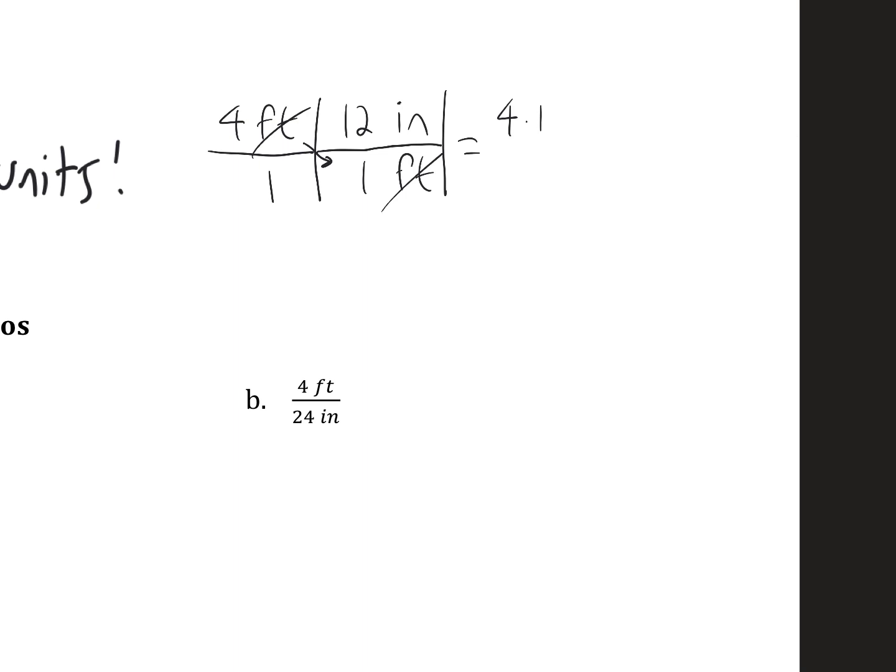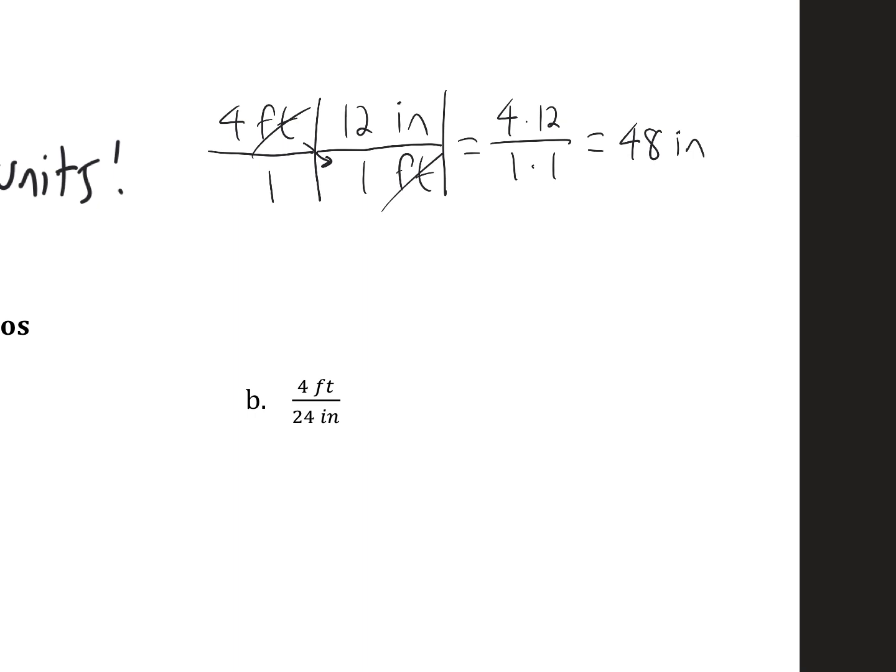So straight across the top is 4 times 12. Bottom is 1 times 1. What's 4 times 12? That is 48, and 1 times 1 is just 1, so we get 48 inches. So you can see that 4 feet is 48 inches. You may have been able to do that in your head, and that's okay, but just be prepared. There's going to be some examples in your career as a student that will require multiple conversions, and that's harder to do in your head.